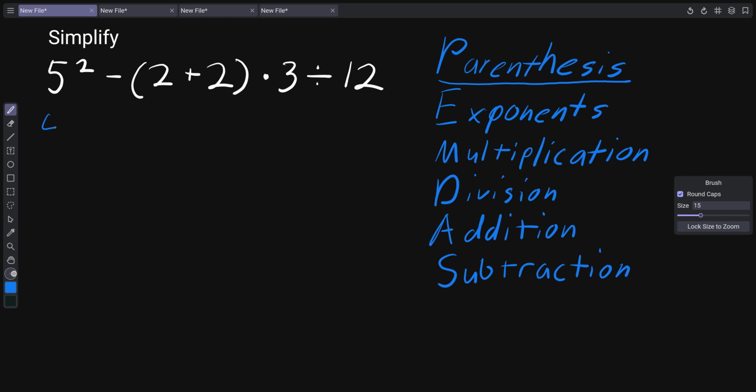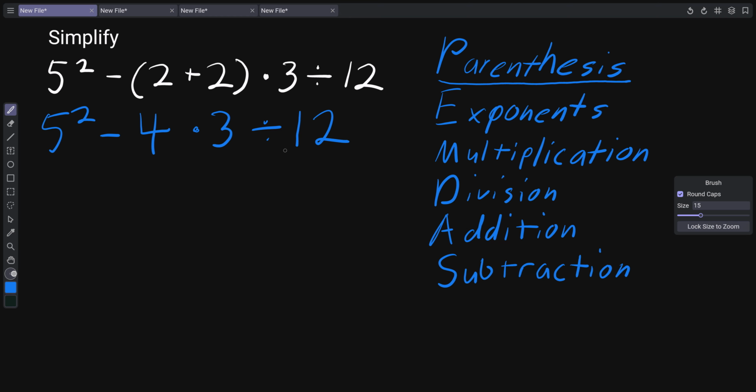So we'll write 5 squared down here. And then 2 plus 2 equals 4. And then once we deduce that, we can just get rid of the parentheses. We just leave 4 here. Then we can multiply by 3. And then finally, we would divide by 12.